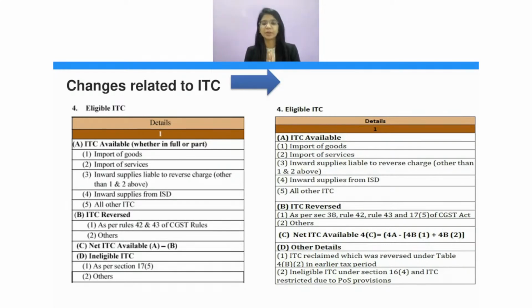Just for the information purpose, there is some ITC which is not available as per 2B. You have to just show that information under table number 4D2 as per the new changes. So this is the first important change, that this ITC we have to show it over there. Now let me give you another example.